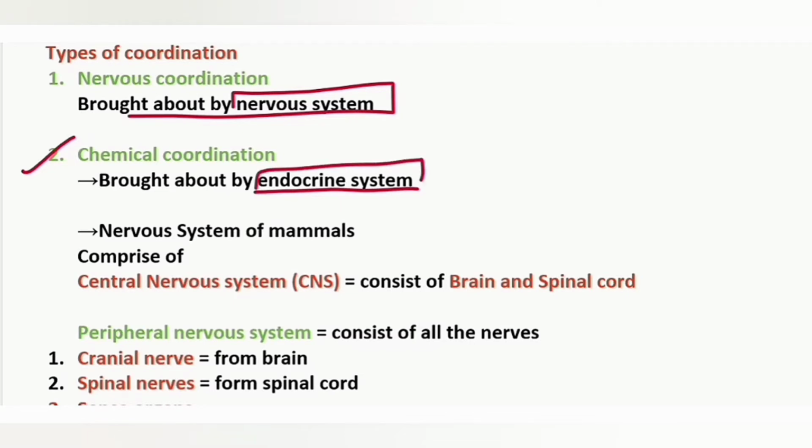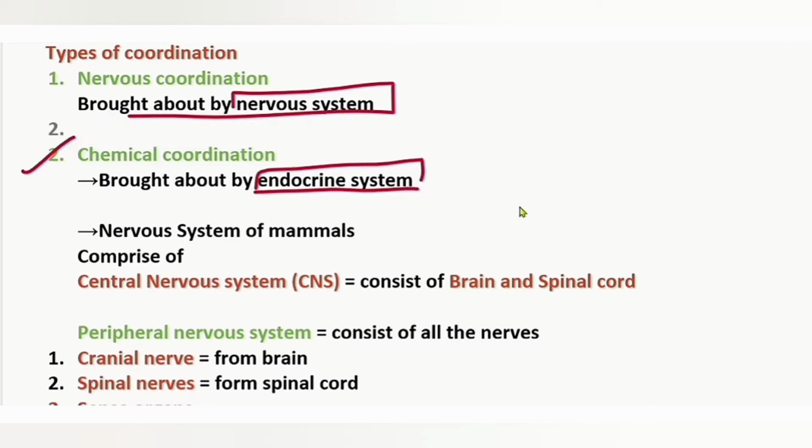Here the question arises that in plants we do not see any nervous system present. So how is coordination carried out in plants? The answer is that there only chemical coordination occurs, through hormones which are secreted by some parts of the plant, right?